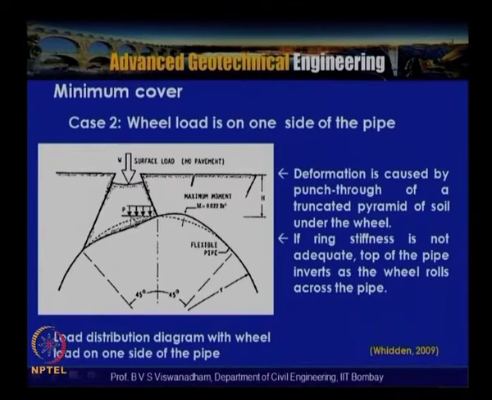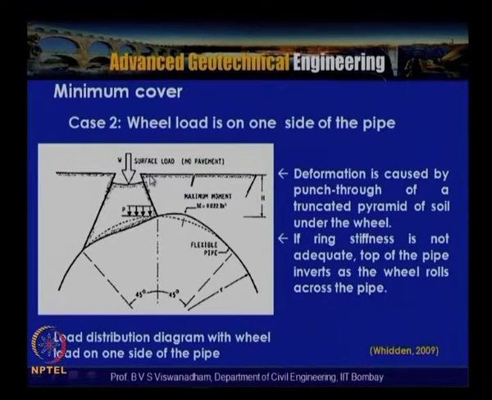Now the deformation is caused by the punch through of a truncated pyramid of soil under the wheel. If the ring stiffness is not adequate, the top of the pipe inverts as the wheel rolls across the pipe. You can see that the maximum moment exerted is M equal to 0.022 P r square.